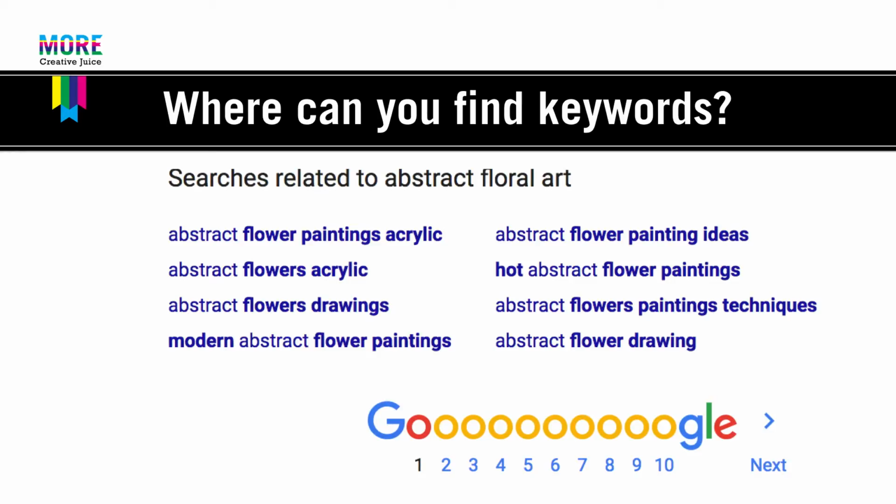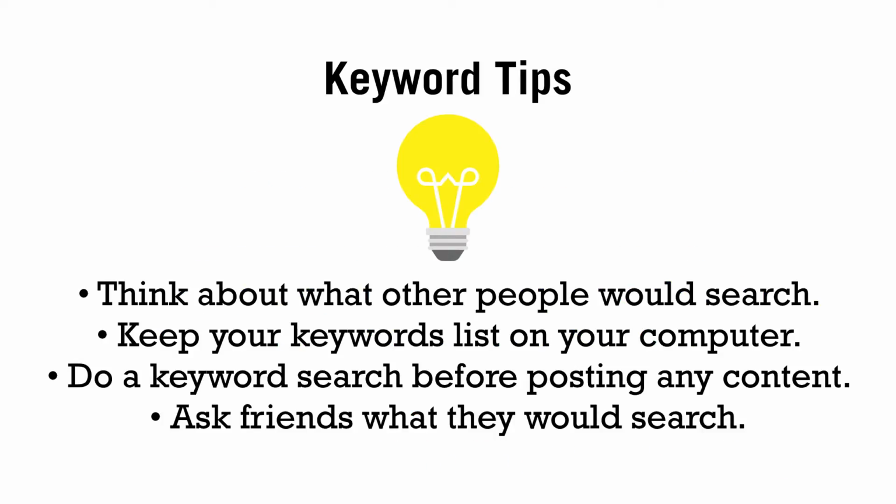Now that you know what keywords are, these are some of the tips that we have found are really helpful. One important aspect is to not think as much about what you think your content is about. Think about what another person would be searching for in order to find your content.